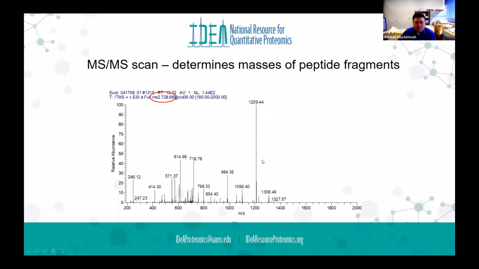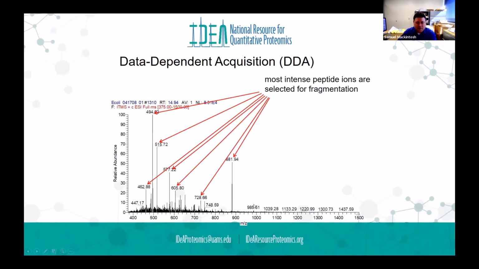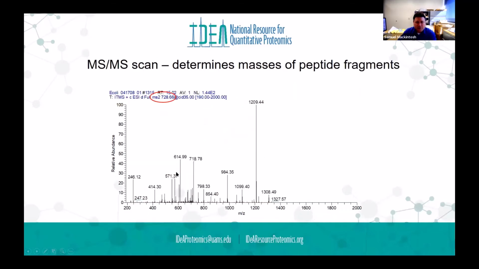We do this by isolating each of the peptides in the linear ion trap that Rick talked about, and using it as a collision cell to fragment each of those peptides apart. Then we get an MS2 scan. This is the scan post-fragmentation. In this case, it's MS2 of 728.66.